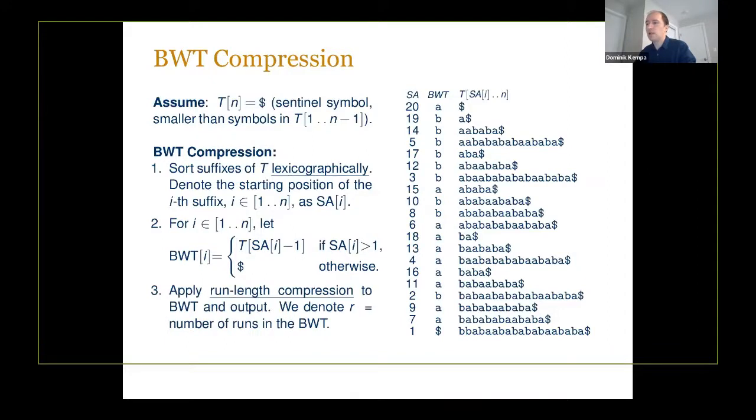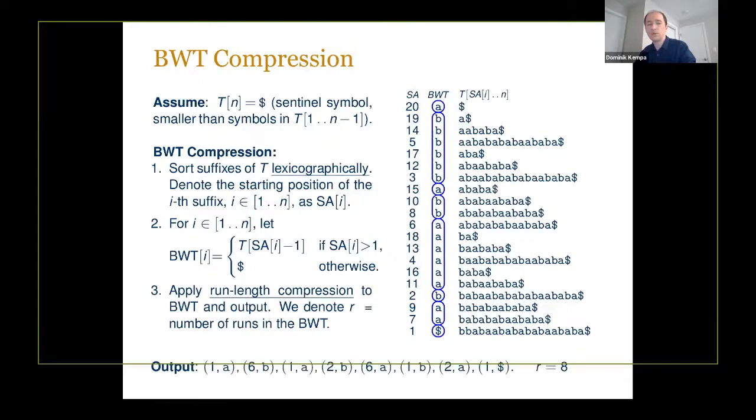So then the last step of BWT compression is to apply run length encoding on the BWT. That is, we represent every maximal block of equal symbols using a pair of integers, a pair containing a symbol and a run length. And by R, we denote the number of runs. So the runs for the BWT in the example look like this. And the corresponding encoding looks like this.